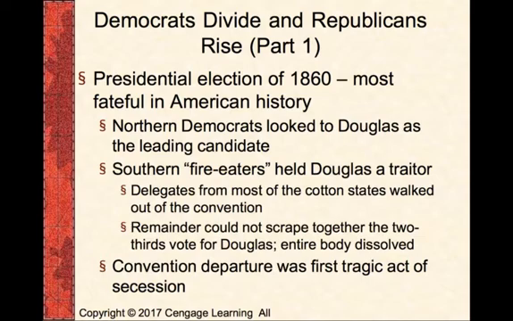So the Democrats are divided leading up to the 1860 election. The presidential election of 1860 was the most fateful in American history. Northern Democrats looked to Douglas as a leading candidate, but Southern fire-eaters held Douglas as a traitor because of that Freeport decision in the Illinois debates. Delegates from most of the Cotton states walked out of this Democratic convention, and the remainder could not scrape together the two-thirds vote for Douglas, and so the entire body dissolved. That convention departure was the first tragic act of secession.